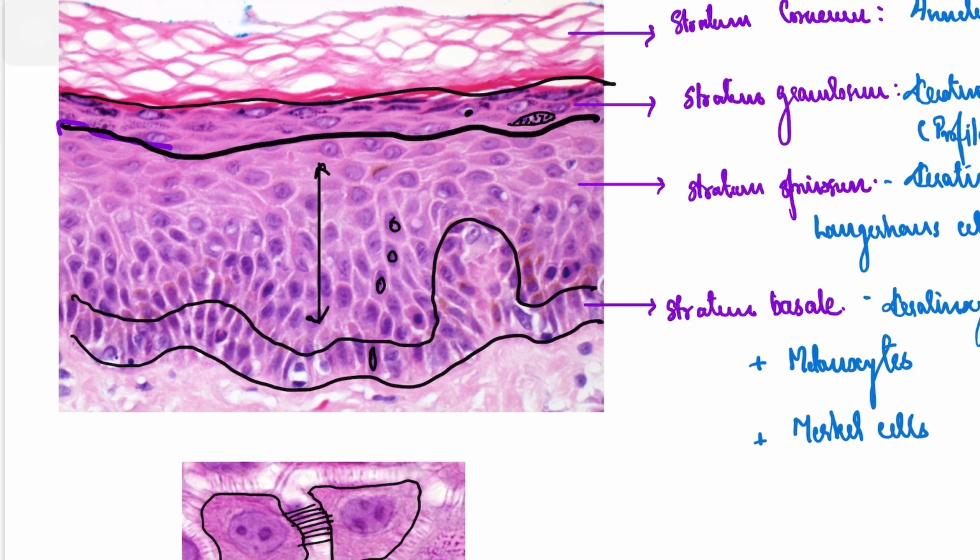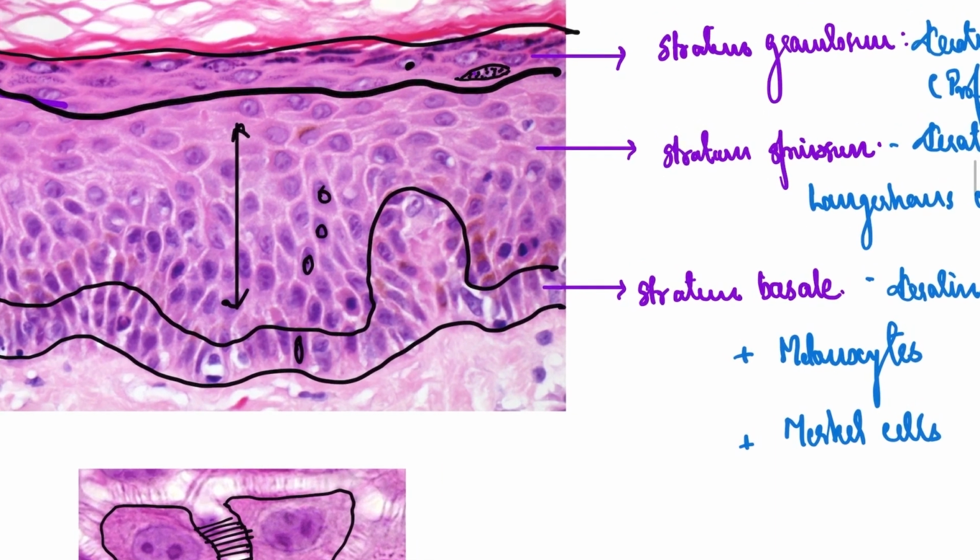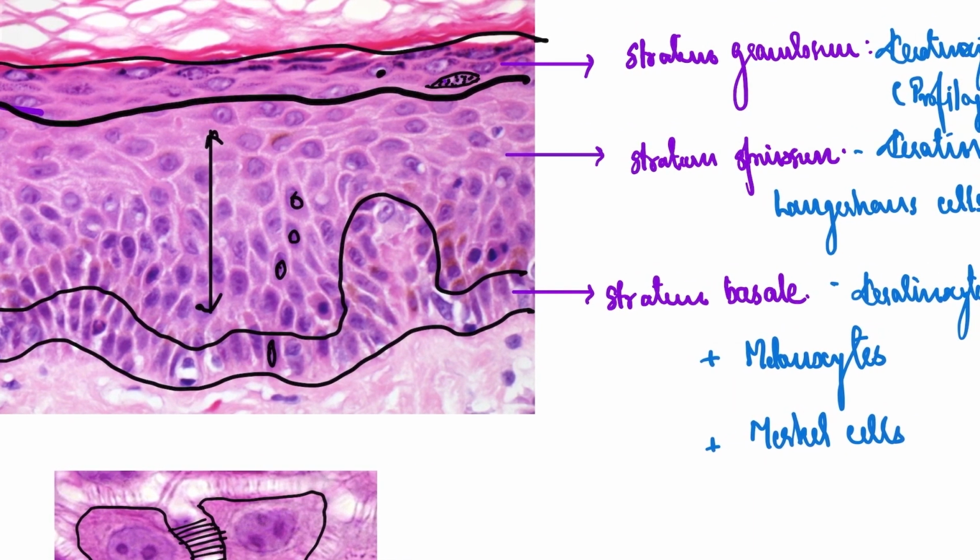What happens in the stratum spinosum? The cells undergo differentiation. Okay. And when they migrate along the upper layers of the stratum spinosum, they acquire certain granules. Okay. And they migrate onto the stratum granulosum layer. That is why it's stratum granulosum. The granules include the keratohyalin granules and lamellar bodies. Keratohyalin granules contain profilagrin, loricrin, and involucrin.